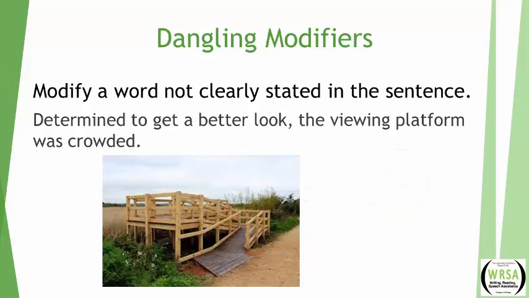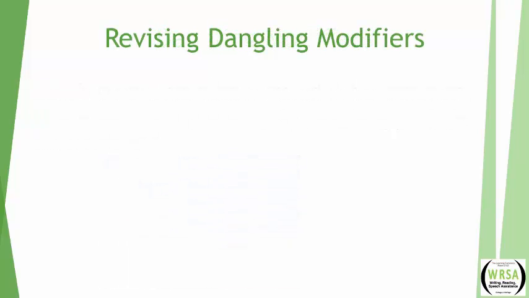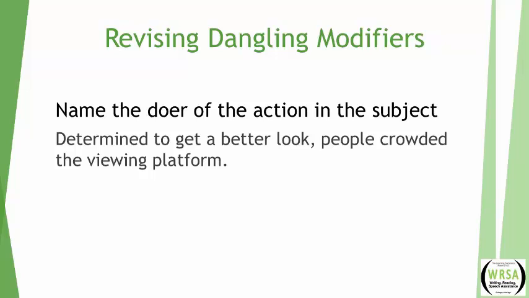We really mean that people were crowding the viewing platform, but that word people, or any noun for that matter, of who was determined to get a better look, is not stated in the sentence. So how can we revise that? Well, there are 2 options you have. You can either name the doer of that action in the subject. So the who was determined to get a better look. People crowded the viewing platform.